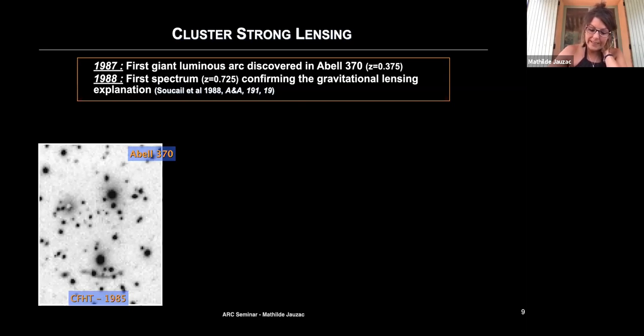However, I insist that they were extremely lucky, because most of the lensing objects are extremely faint. They're usually not extended. And so to see them, you need really high resolution data, and this is extremely difficult to observe from the ground.